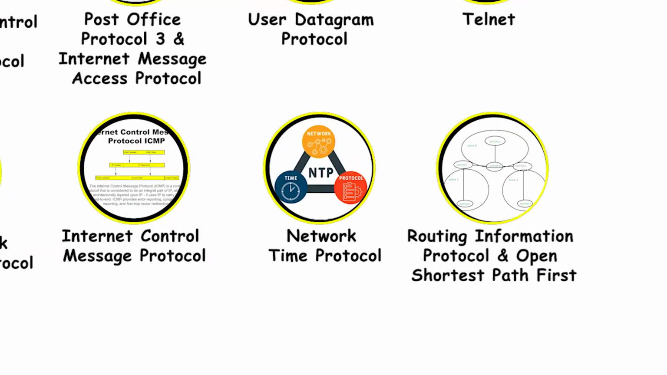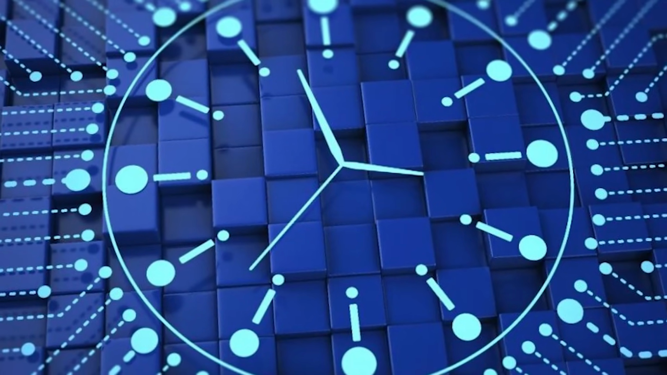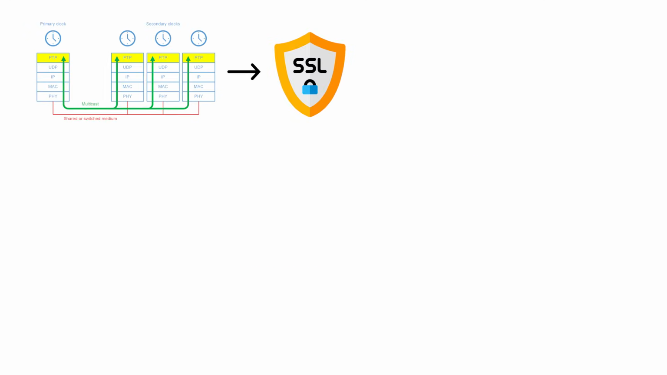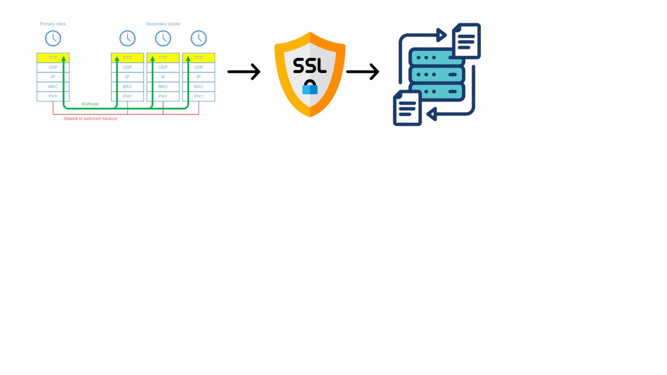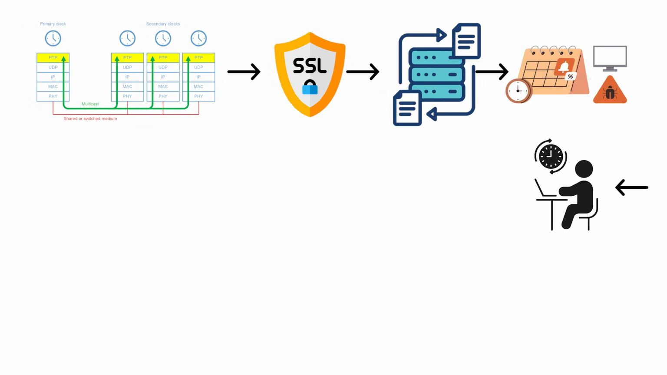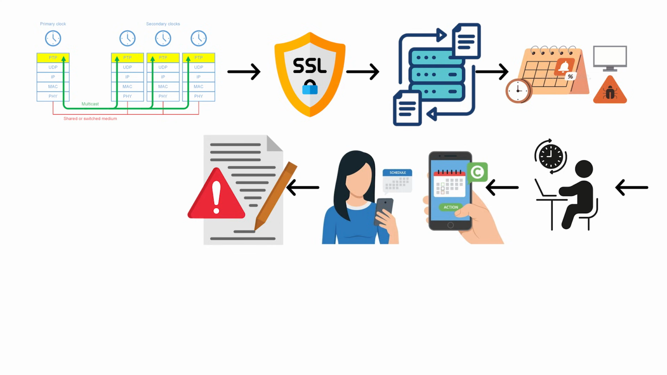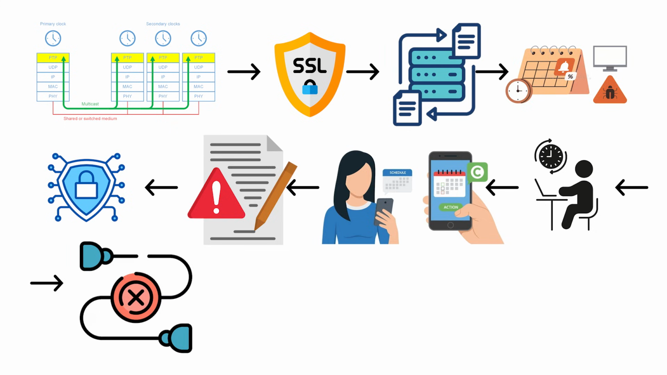Network Time Protocol. Accurate time synchronization across a network matters more than most people realize. Log files, security certificates, database transactions, and scheduled tasks all depend on devices agreeing on what time it is. If one server thinks it is 3 hours behind another, log entries become impossible to correlate, and certain security systems will outright reject connections from devices whose clocks are too far off.